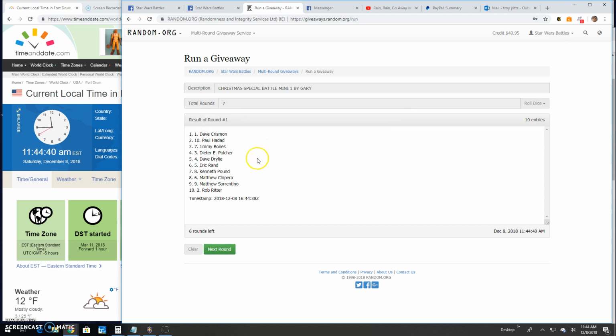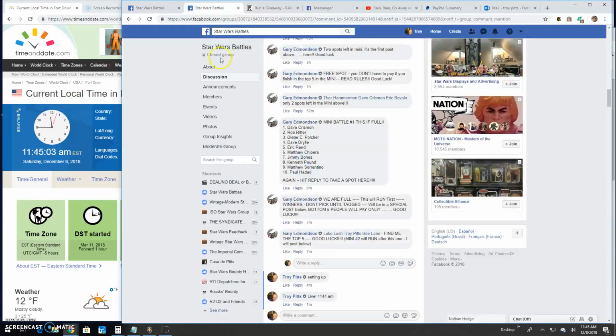Dave, Paul, Jimmy, Dieter, and Dave 2. Rob, Dave, Dieter, Jimmy, and Eric 3. Rob, Matthew, Jimmy, Matthew, and Dave 4. Dieter, Dave, Matthew, Matthew, and Paul. 5. We got Kenneth, Dave, Dieter, Paul, and Rob. Round 6. Eric, Jimmy, Matthew, Rob, and Matthew.